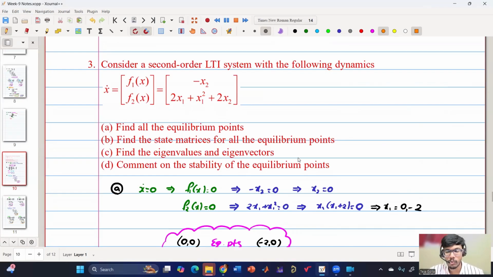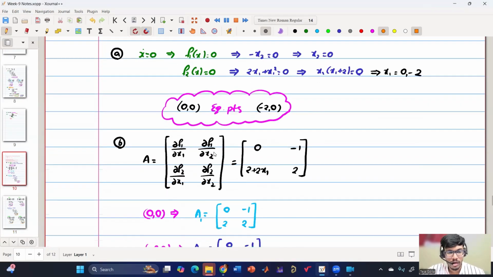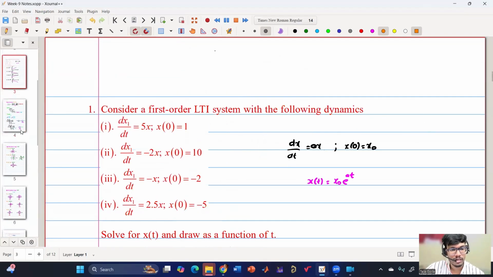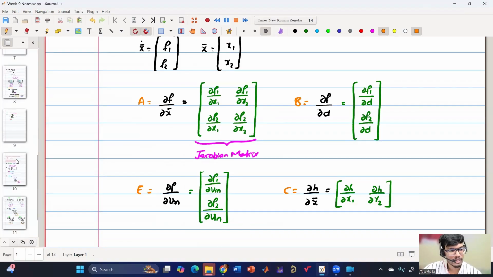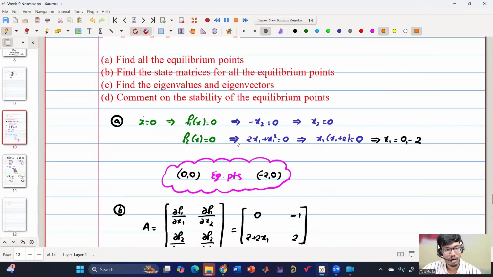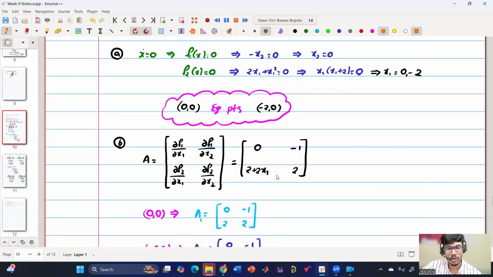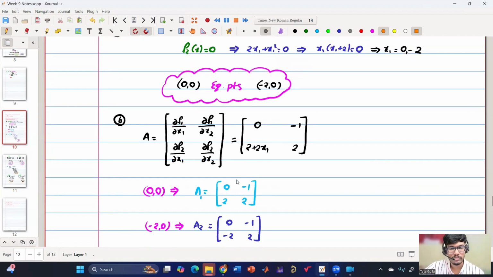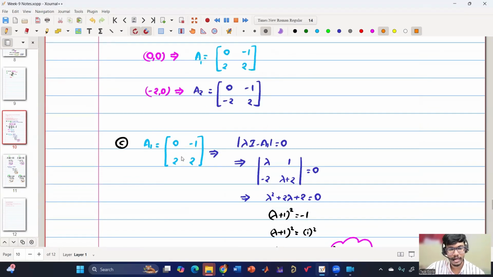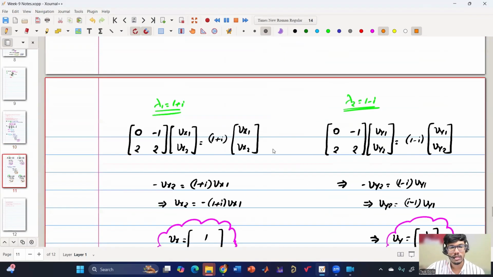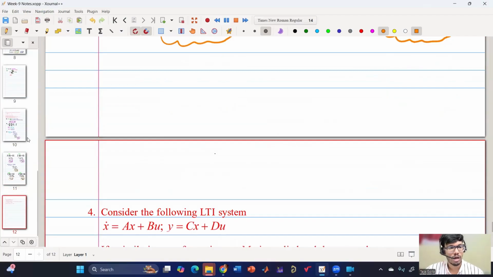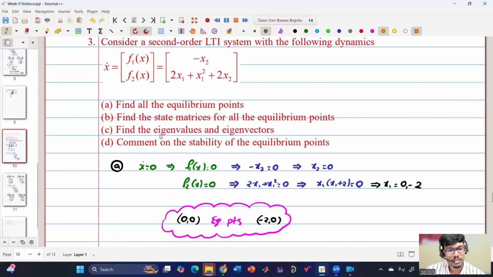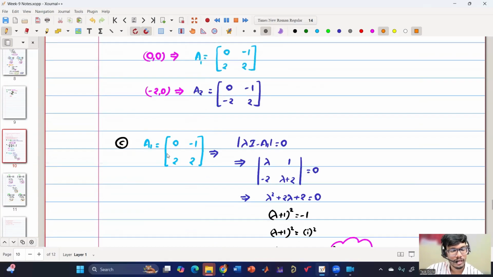For each equilibrium point, there will be one state matrix. For any given nonlinear system, we discussed at the very beginning of the lecture how to obtain the A matrix. Using that, we obtained the generic A matrix, which is dependent on x1. As there are two equilibrium points, we have two A matrices. For each A matrix, we calculated the eigenvalues and then the eigenvectors, and we did the same for the second matrix.